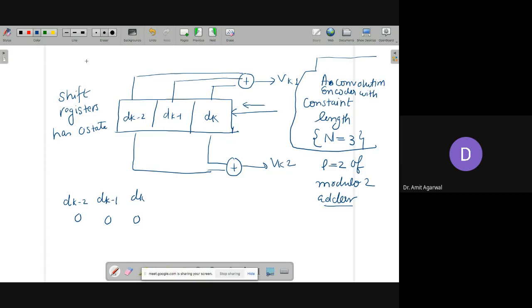Now we come back to our example. The output is 2 bits, vk1 and vk2, where vk1 is the XOR of dk minus 2, dk minus 1 and dk, and vk2 is the XOR of dk minus 2 and dk. So this is our convolutional encoder. And if we input 11010 as a message bit or data word, then what will be the output of this encoder?